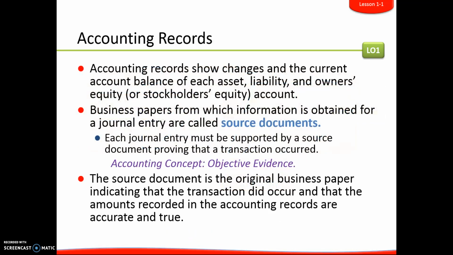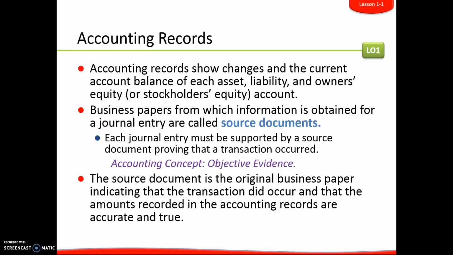So then going back to our accounting records, remember that our account records are going to show changes in the current account balance of each asset, liability, and owner's equity or stockholders' equity account. And anytime that we're going to journalize those changes, we need to make sure that we have source documents. Remember, source documents are simply business papers from which the information is obtained for a journal entry. They could be checks, memorandums, receipts, sale invoices, calculator tape, etc.